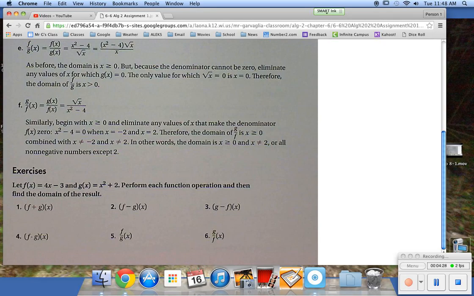There's 6 problems right here. They've given you on here f of x, and they gave you g of x. All right? Add them, subtract them, multiply, divide, okay? Should be pretty easy to do that.